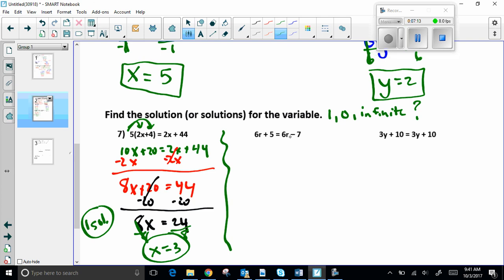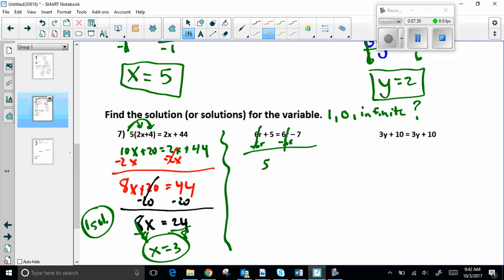6r plus 5 equals 6r minus 7. This one looks a little different, like there's something about it that looks strange. Well, even if I can't tell for sure, what I'm going to do is cancel out, because I got variables on both sides. I'm going to cancel out 6r. I'm going to subtract 6r on both sides. Oh, but watch, they both go away.